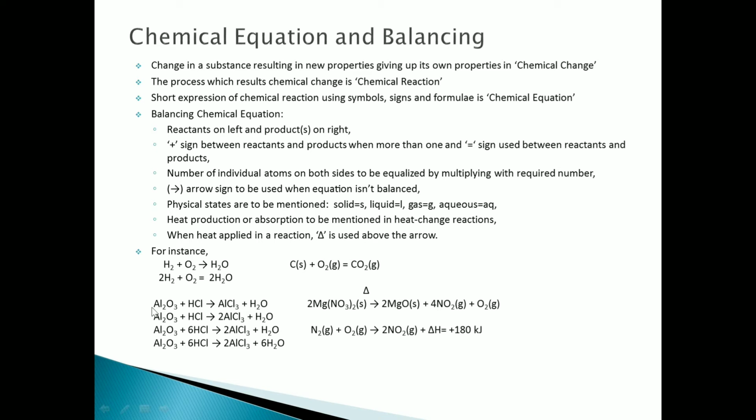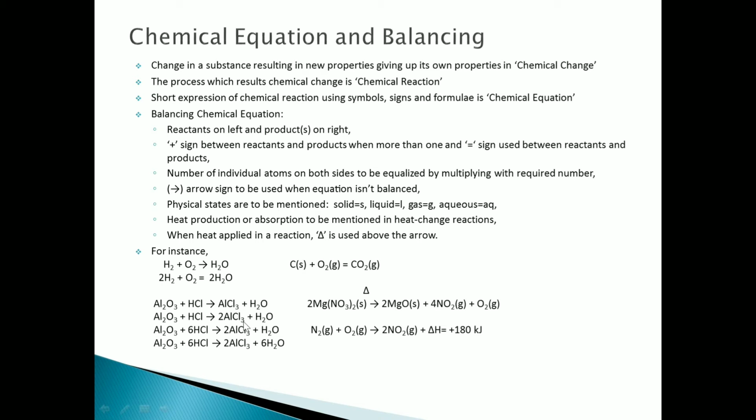So first of all, you can see that it is a bit complex, so we shall do it step by step. First of all, let's think about aluminum. Here there are 2 aluminum atoms, and on the product side there is 1 aluminum atom, so we shall use a 2 here, and therefore now there are 2 aluminum atoms and 2 into 3, 6 chlorine atoms. So we can see that the number of aluminum atoms on both sides of the equation is balanced, but for chlorine it is not balanced.